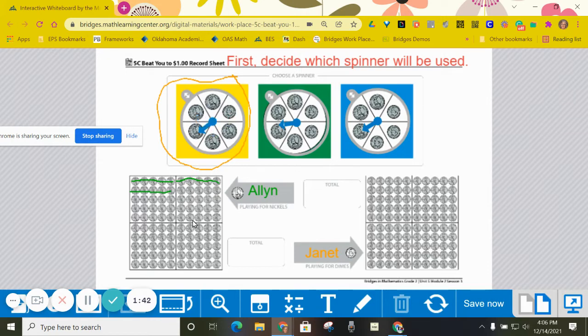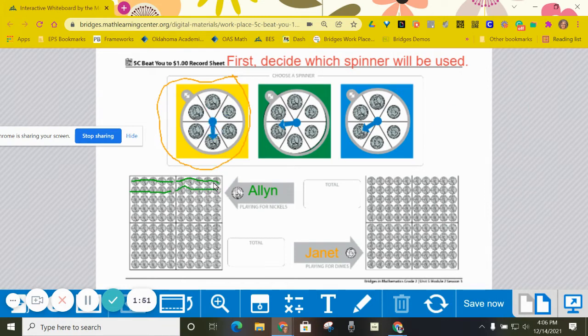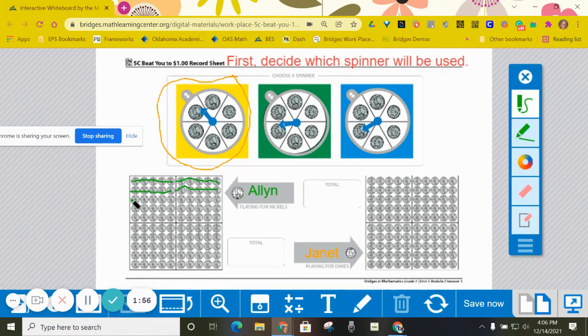I think we'll get a dime this time. Oh, we got another nickel. We spin again. We get another nickel. I think you can see how this is going to go. Maybe the reason we keep getting nickels is because there's almost all nickels on this spinner that we chose. But if we get a dime, then Janet is going to mark 10 pennies off on her chart.